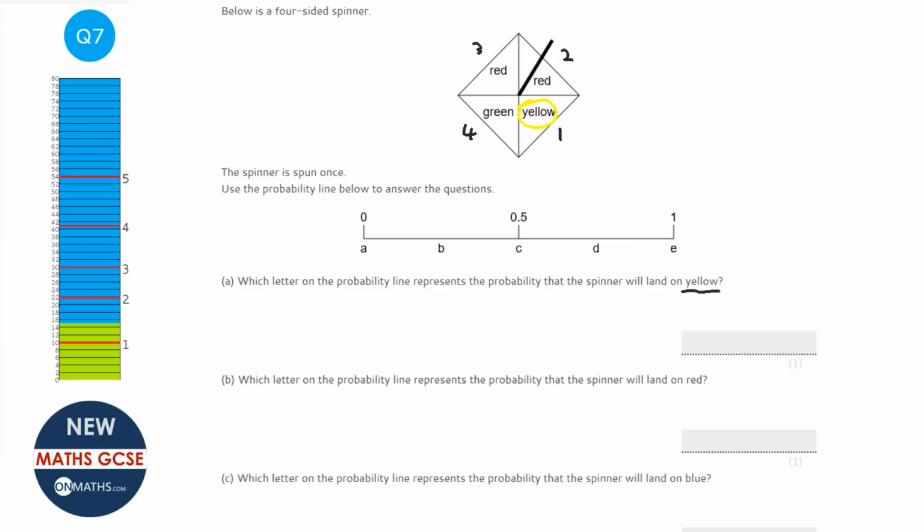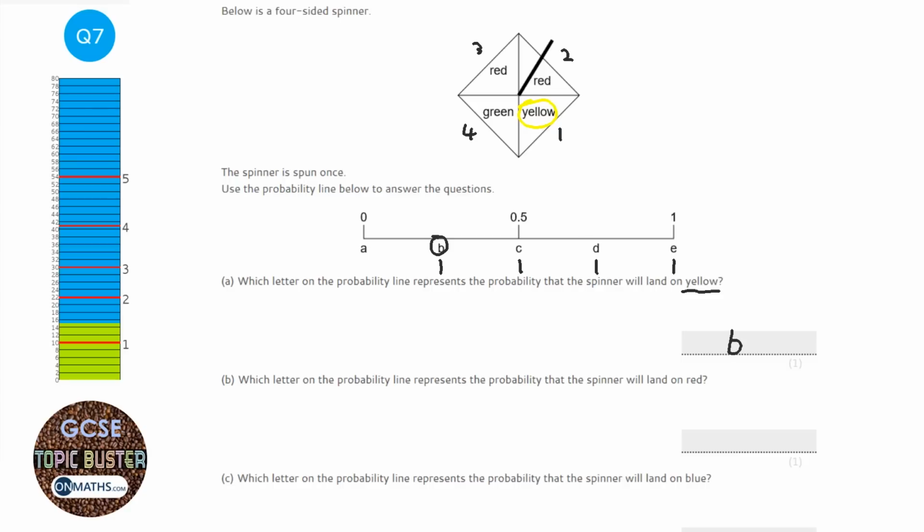So if you have a look at how many notches this number line has, well, we don't count the first one, so we've got 1, 2, 3, 4 notches. So each one of those notches is going to be a quarter. So 1 quarter will be at B.